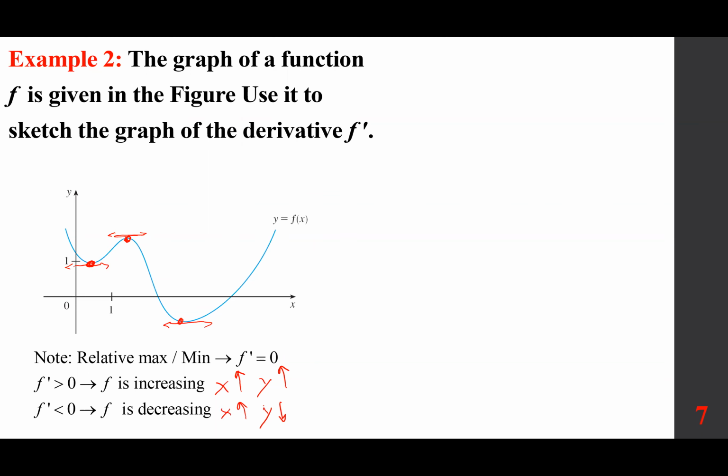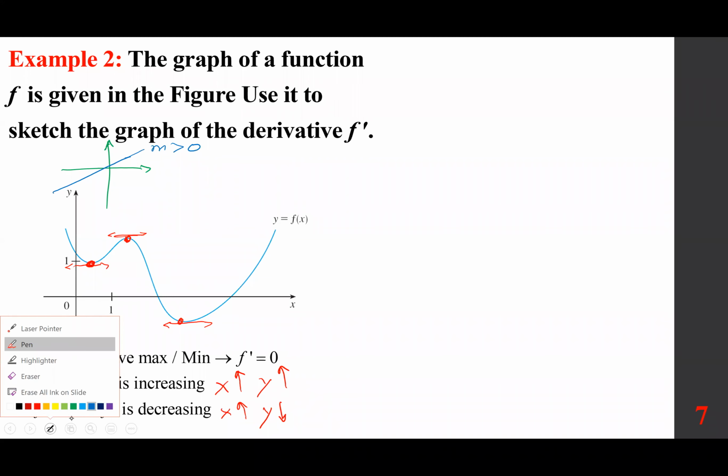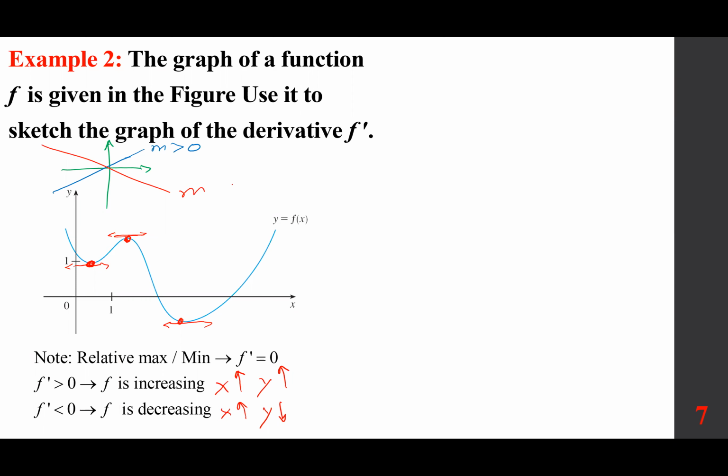And again, a simple example, class, if you happen to have a line with a positive slope, right, class? Everybody remembers that? And a line with a negative slope, okay? So let's see how we are going to graph this.